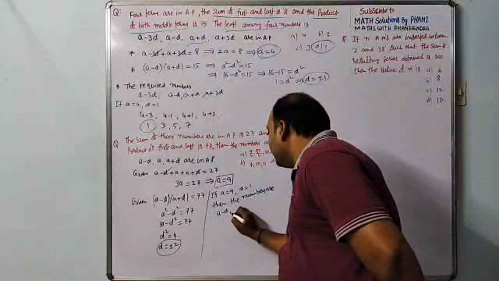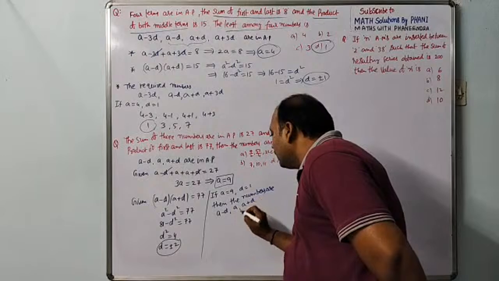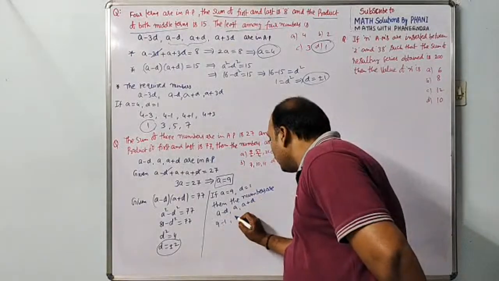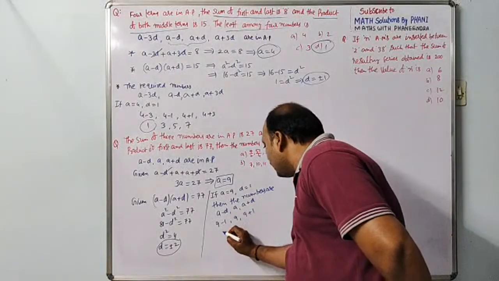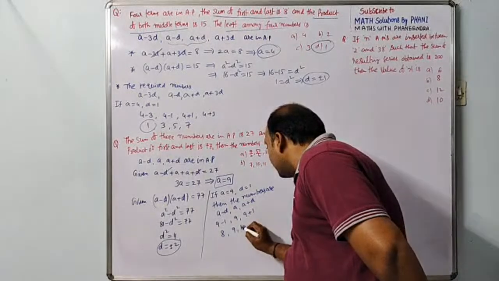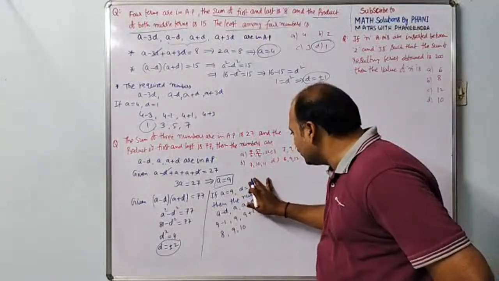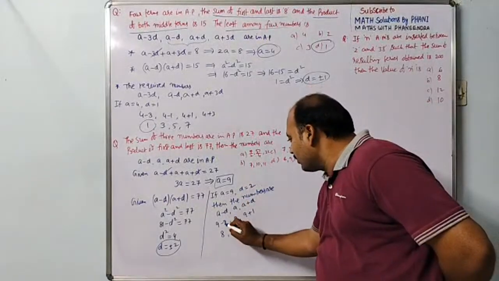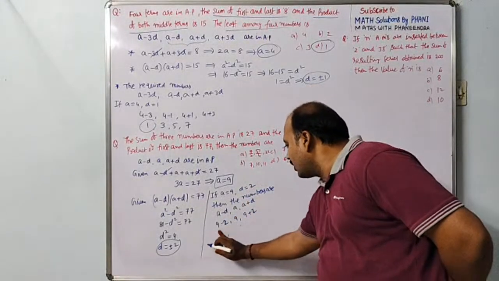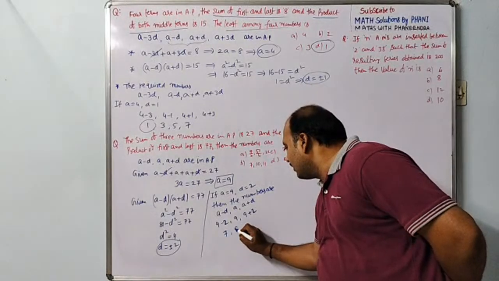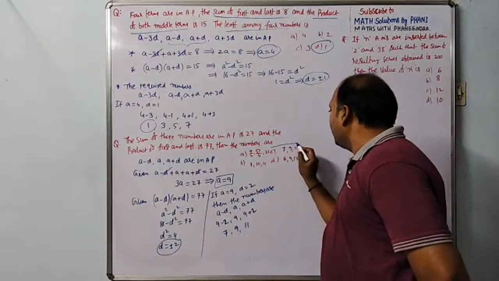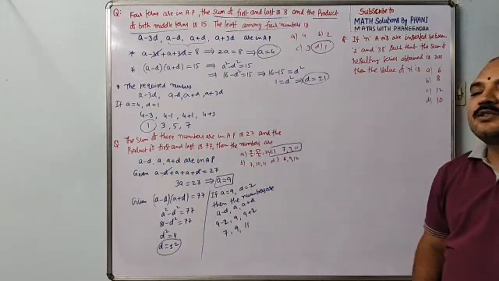A minus D, A plus D. So 9 minus 1, 9, 9 plus 1: 8, 9, 10. So the number, sorry, D value is 2, no? Sorry. So the numbers will change as 7, 9 and 11. 7, 9, 11, it is there in the third option, dear students.